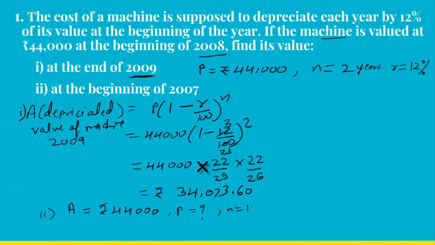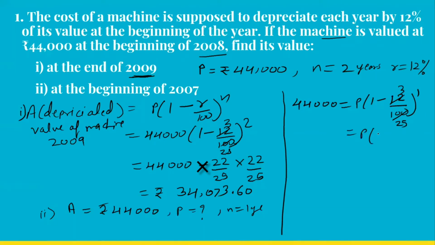N is going to be 1 year. So we find here the depreciated amount. We get A is equal to again the same formula. So now A is 44,000, equal to P in bracket 1 minus the rate, again 12% upon 100, raised to 1. Right? So let us again simplify. When we divide by 4, we are getting 3 upon 25. So we get here P in bracket 22 upon 25, which is 44,000.